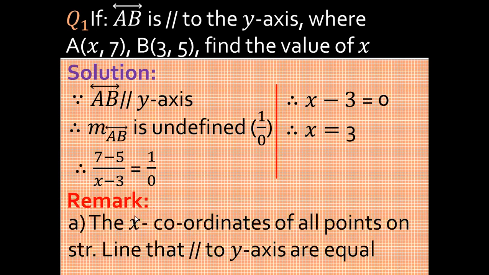Remark. The x-coordinates of all points on a straight line that is parallel to the y-axis are equal.